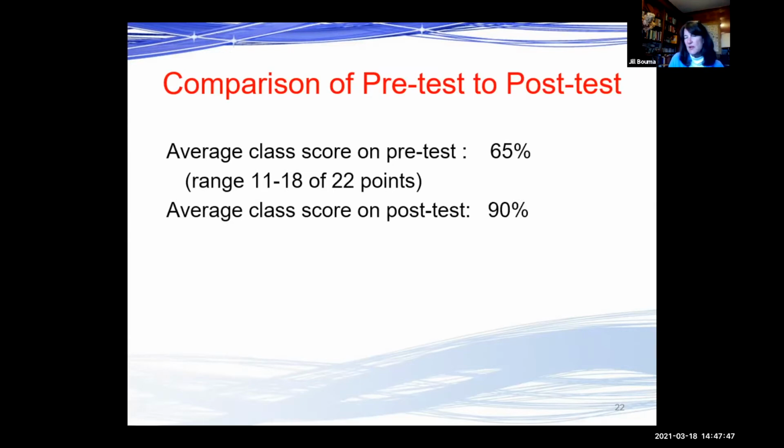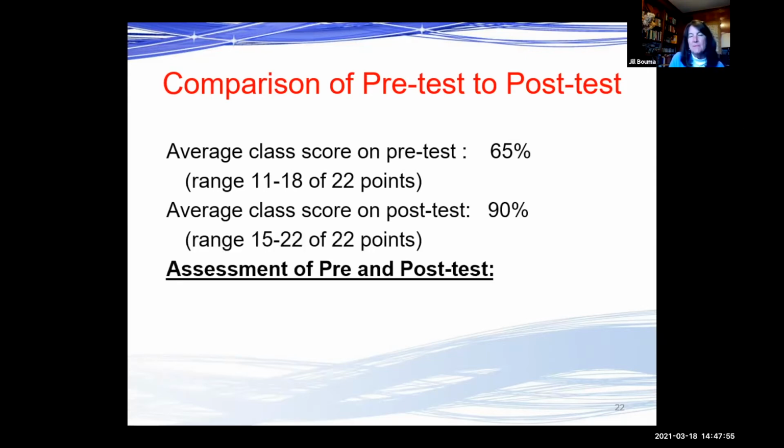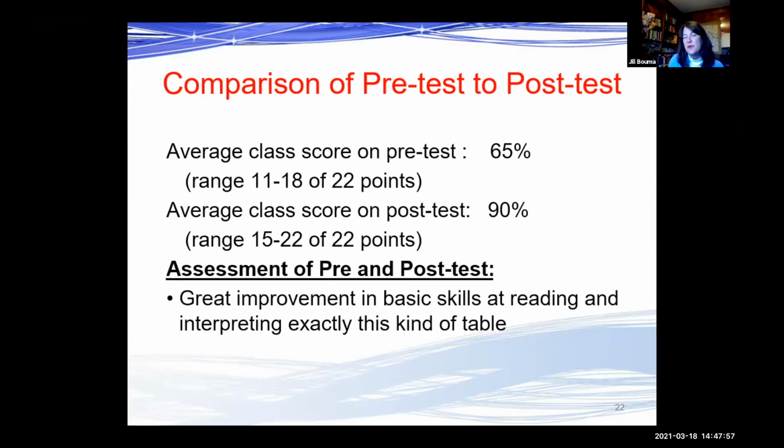By the post test, which I put on their final, it's 90%. So they definitely learn. It's really gratifying. And you can see the range improves quite a bit. So what I find from this pre and post test is great improvement in basic skills. I choose a different state for the final, one that no one's done, I put a table on and I ask similar questions to what they did for their paper. And they definitely learned it.